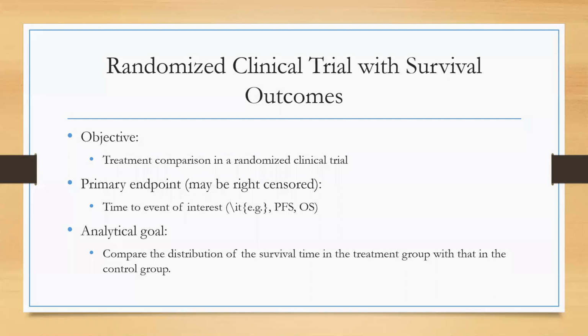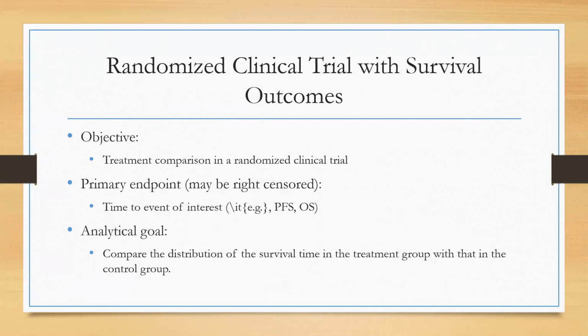So what is survival analysis? Survival analysis is very important in randomized clinical trials. Actually, it's very simple. The objective there is comparing a treatment with a standard of care in terms of their effect on some kind of time to event of interest. It does not necessarily have to be survival time. It can be time to other events, such as disease progression, time to recurrence, time to infection, and so forth. As long as it is an event time type outcome, it falls into the category of survival analysis.